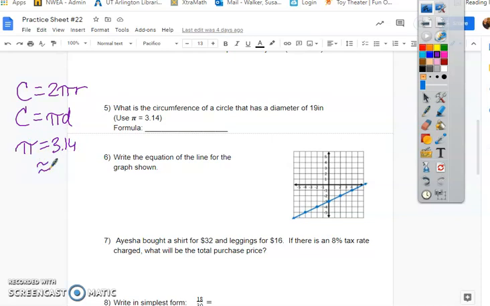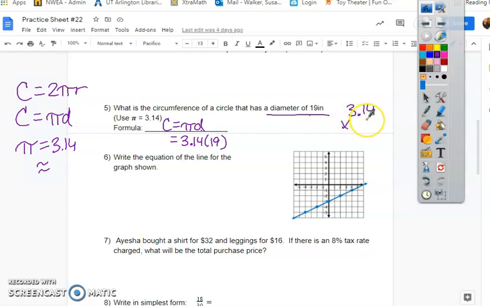Okay? So in our case, we know the diameter. The diameter is 19, which means I want to use this formula. Okay? C equals pi d. Okay? Pi is 3.14 times diameter, which is 19. That is your job. Your job is to multiply that. Okay? Now, I didn't mean to put that 9. It should be a 4.